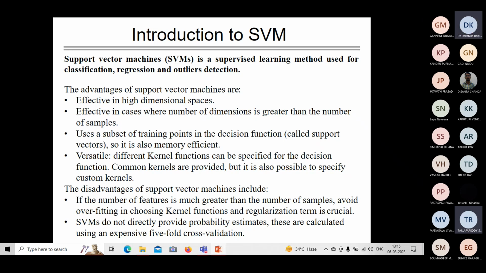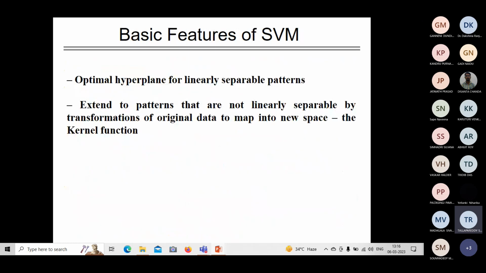SVMs do not directly provide probability estimations. These are calculated using expensive five-fold cross validation. So this is another disadvantage of support vector machine, that SVMs do not provide probability estimates, but we can calculate them using the expensive five-fold cross validation method.